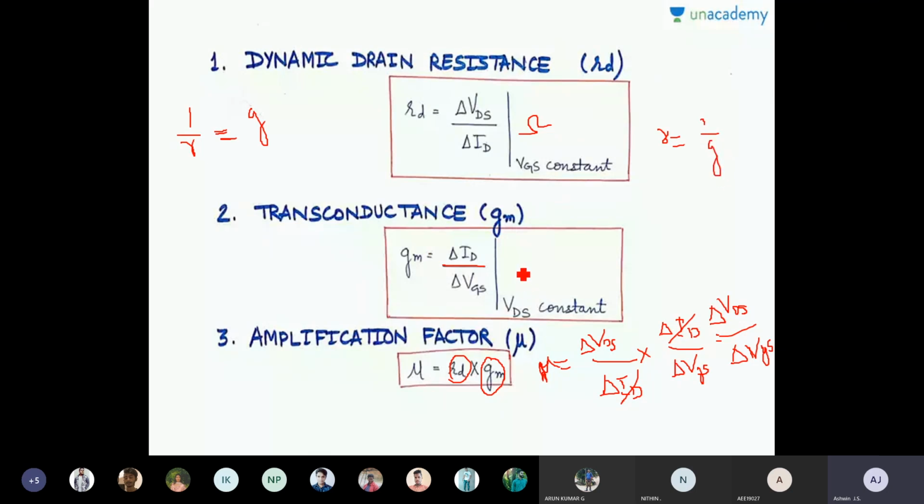So here the unit will be mho. Inverse of ohm is nothing but mho. Okay, so that is the unit for it. So the relation between the resistance and the transconductance is inversely proportional. Okay, so that's why it is represented using mho. So here this is ohm, quite opposite to each other. Okay.